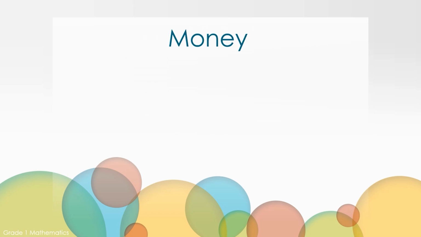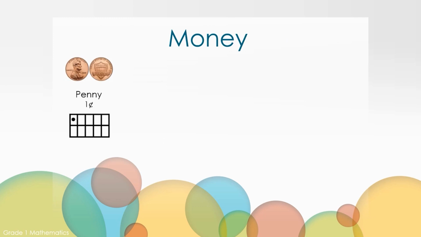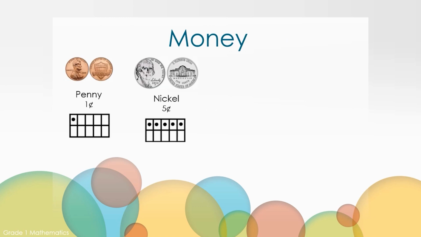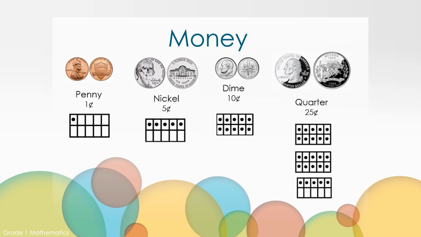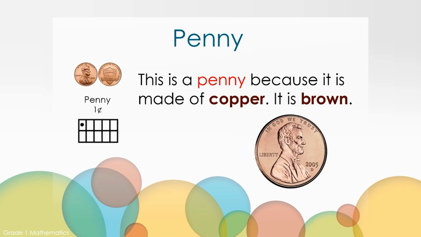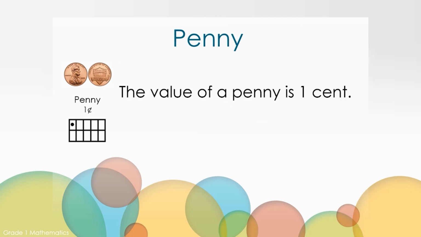We've been learning about money this week, and here are the types of coins. Penny, 1 cent. Nickel, 5 cents. Dime, 10 cents. Quarter, 25 cents. Today, though, we're going to just focus on the penny. Money has value. This is a penny because it is made of copper. It is brown. The value of a penny is 1 cent.